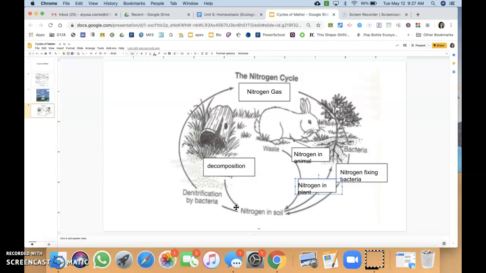So if you have questions on the cycles of matter, please ask, but this is the best rundown that we can give you as of right now. We'll go through a few more things, but you can see how animals and plants and decomposers and bacteria all play a role in this process.